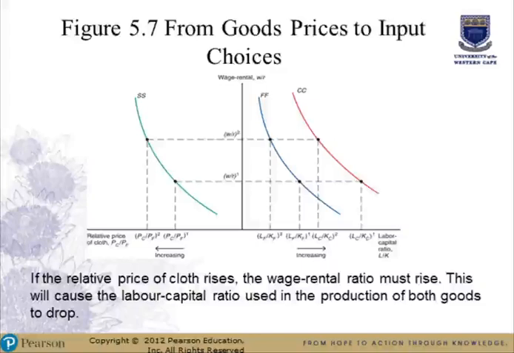Suppose the relative price of cloth increases to PC over PF2, then the wage-rental ratio will rise whilst the labor-capital ratio drops. This is so because the wage rate rises. As the wage rate rises, labor becomes relatively expensive. Hence, employers will now substitute labor with capital, causing the labor-to-capital ratio to decrease in the production of both goods.